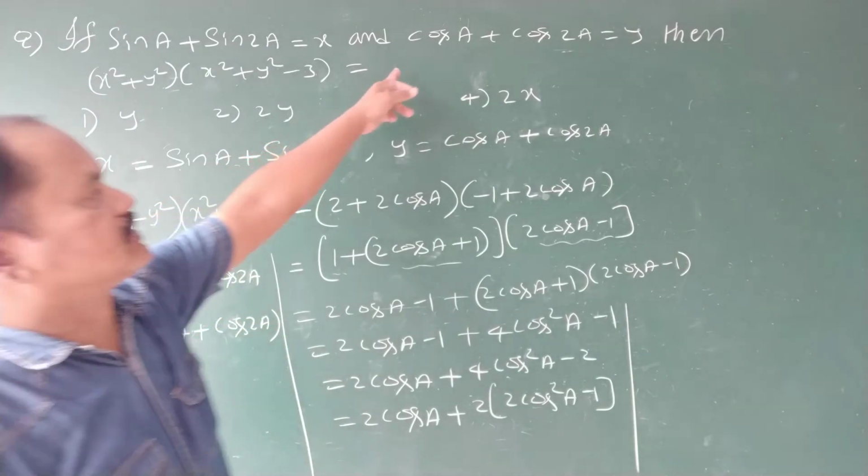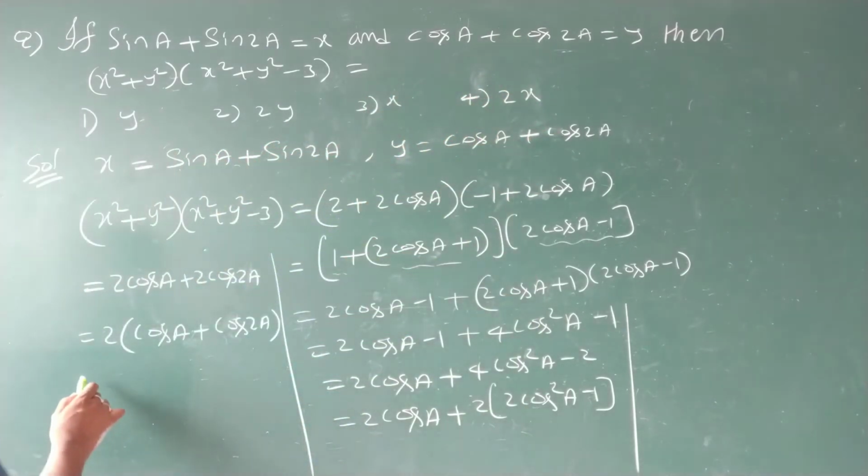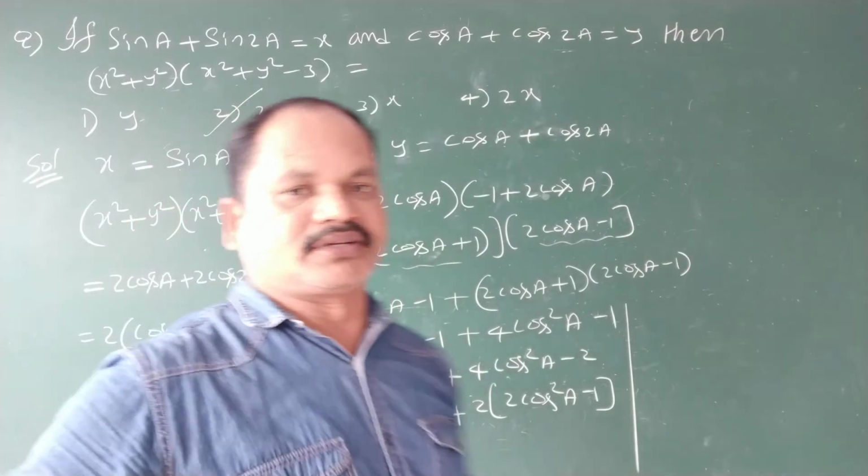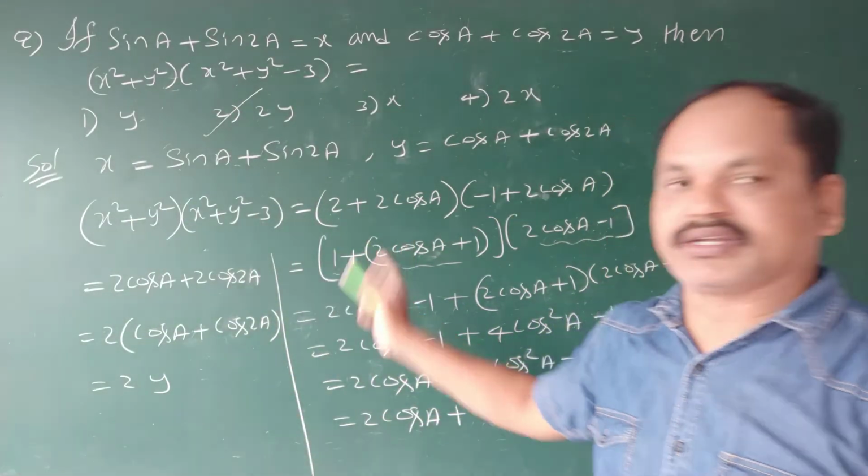What is cos a plus cos 2a? That is y. That's why it is 2 times y. So 2y is the answer. That is the second option. That's all. 2y is the answer, so that is the second option.